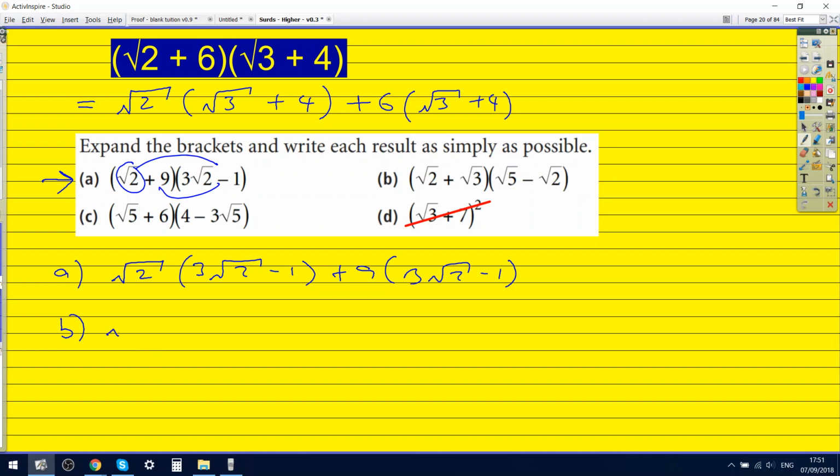Root 2. Mm-hmm. And bracket root 5 minus root 2. Yeah. Plus root 3. In brackets root 5 minus root 2. You've got it. And okay, let's continue with B. So let's expand these brackets. What do you get? Oh, sorry. We'll stay on B. So expand the bracket. What do you get? Root 6. How did you get root 6? Root 10. Yeah.